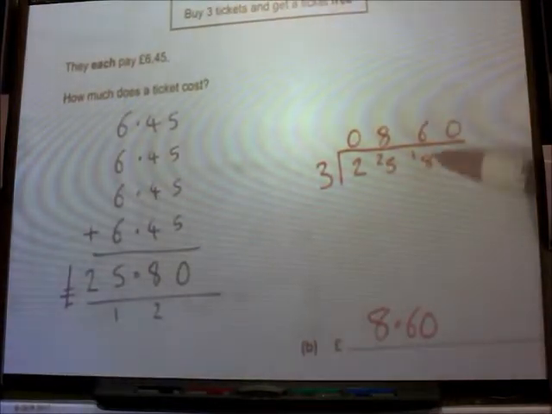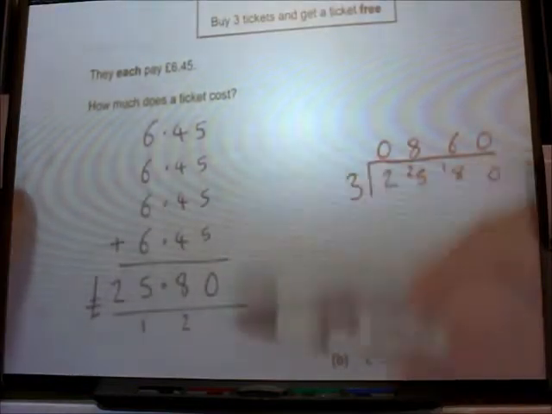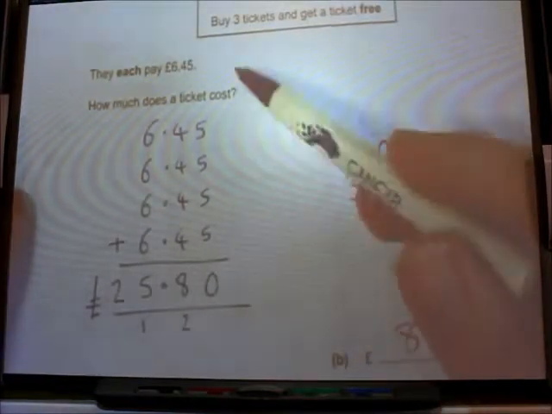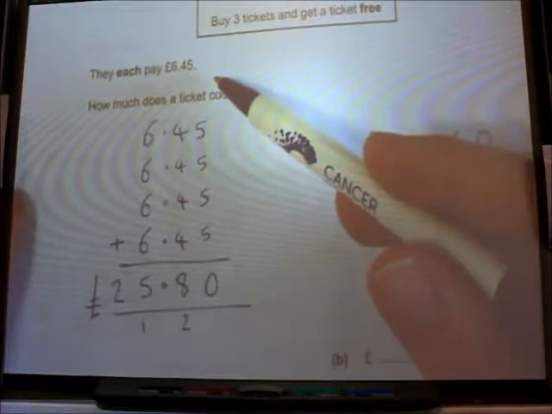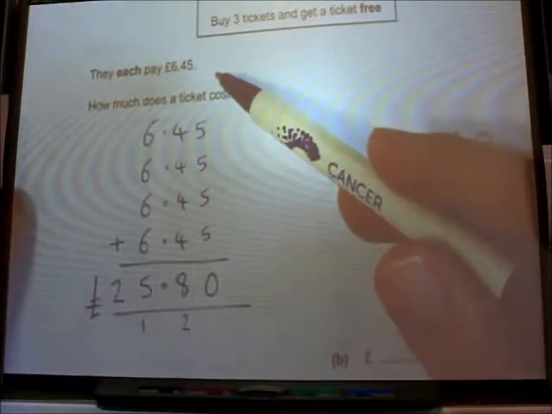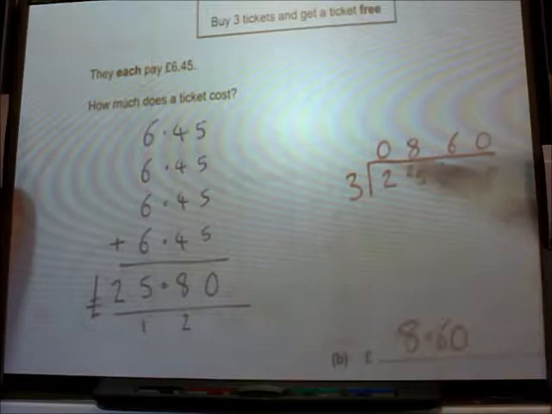If you're not sure how to do this second bit, at least get 1 mark by adding up the cost of 4 tickets, 4 lots of £6.45. And you'll get 1 mark for that. Then if you can do the division, brilliant.